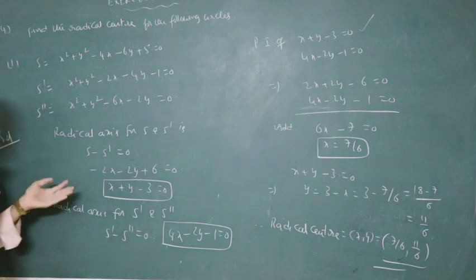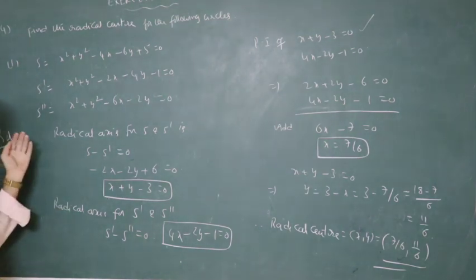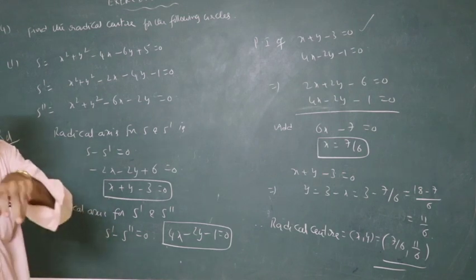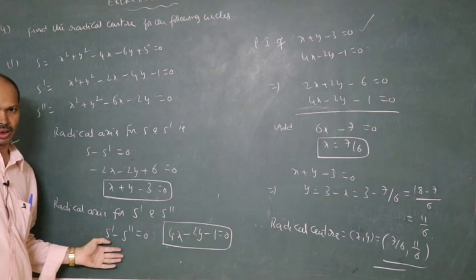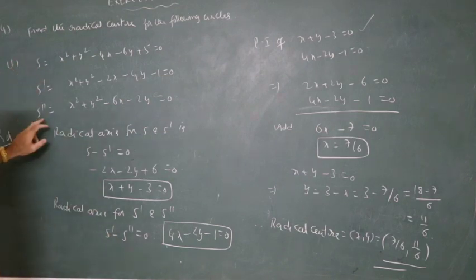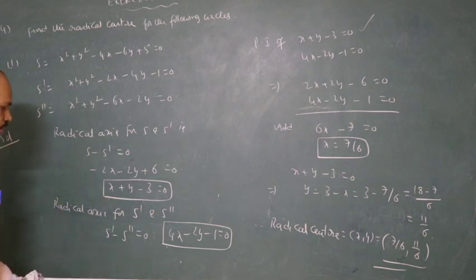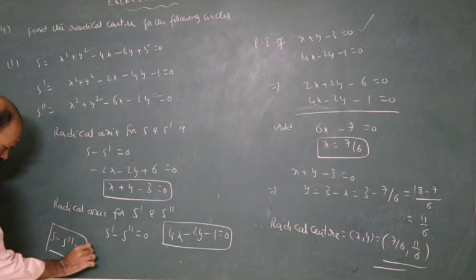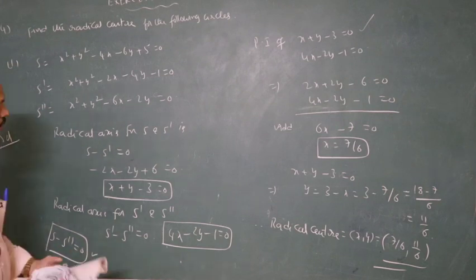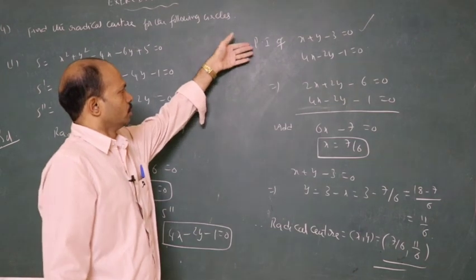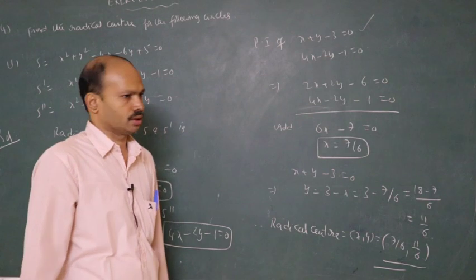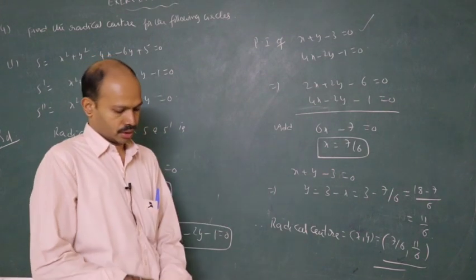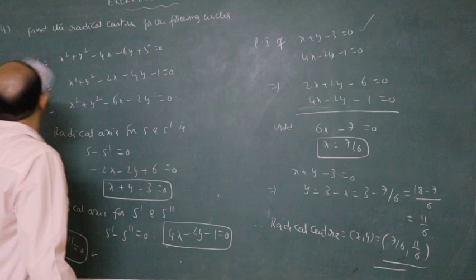Given three circles, find the radical center: find the radical axes, any two of the three. I am taking S minus S dash and S dash minus S double dash. Of course, you may write S minus S double dash, or S minus S double dash here. This also you may take. There is no problem. After getting two radical axes, you need their point of intersection. You know how to get the answer for the point of intersection. Solving it, automatically you get your answer. Coming to the next problem.